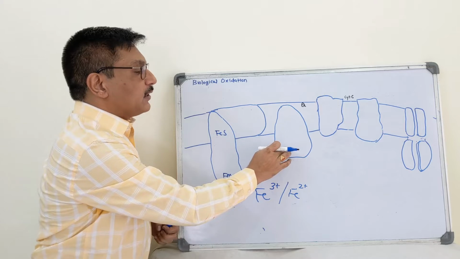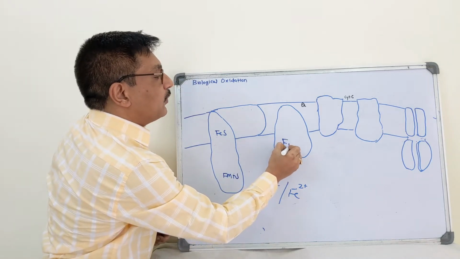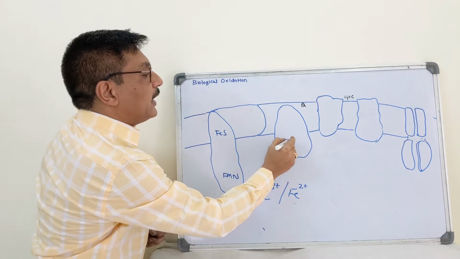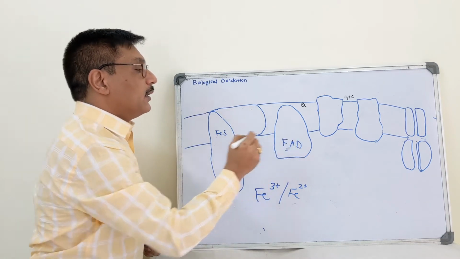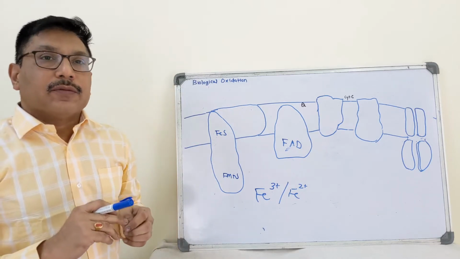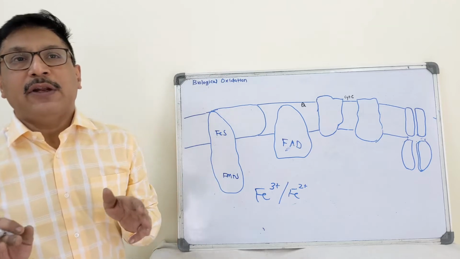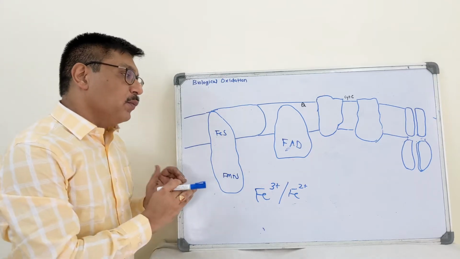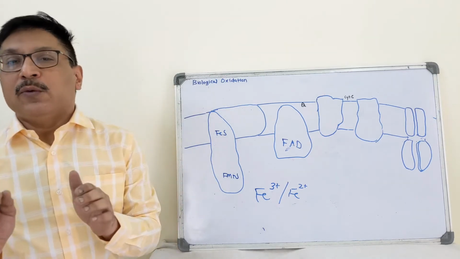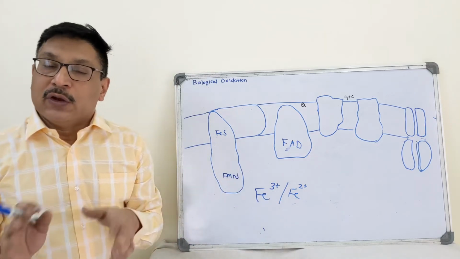Complex 2 is succinate Q reductase. It contains the enzyme succinate dehydrogenase along with a flavoprotein, which contains FAD as the nucleotide. This FAD oscillates between the oxidized flavine nucleotide in quinone form, the intermediate semiquinone form, and the reduced quinol form.